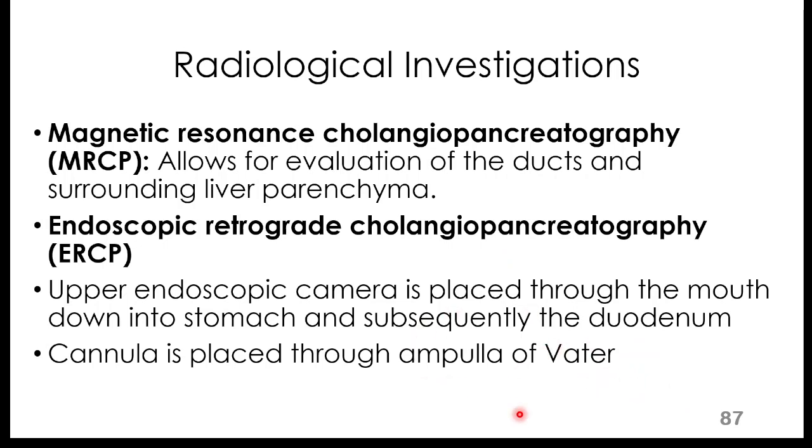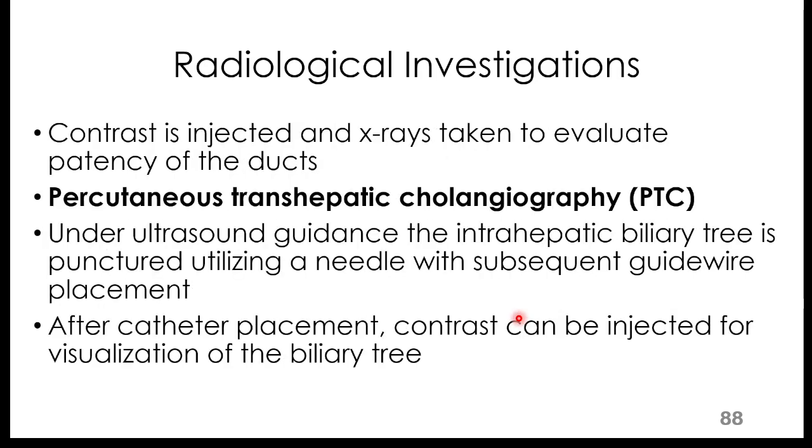Remember that the ampulla of Vater is where the bile duct coming from the gallbladder opens into the small intestine. The endoscope can be passed through that opening, through the ampulla of Vater, and it can visualize the state of the bile duct, whether there are stones there or any other cause of obstruction within it.